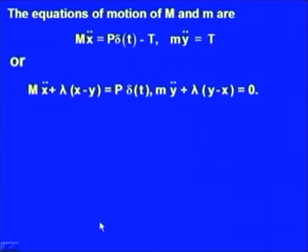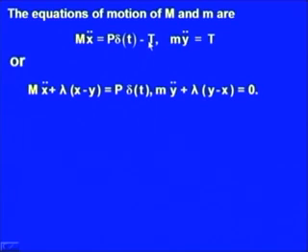The equations of motion of capital M and small m will then be given by M x double dot equal to p delta t minus T, because the blow of impulse p is given to the bigger mass, the mass capital M. So the equation of motion for the mass capital M will be M x double dot equal to p delta t minus T, while for the smaller mass m it will be m y double dot equal to T.